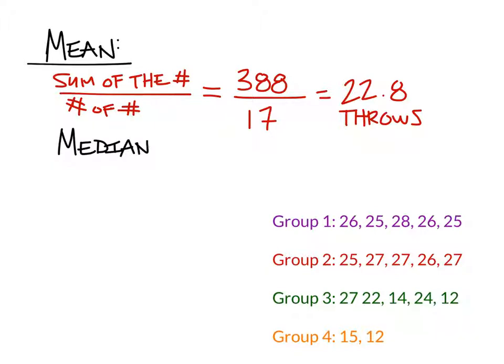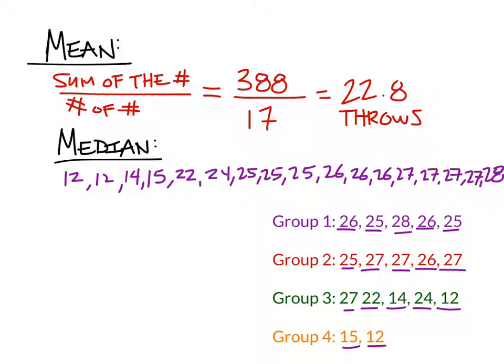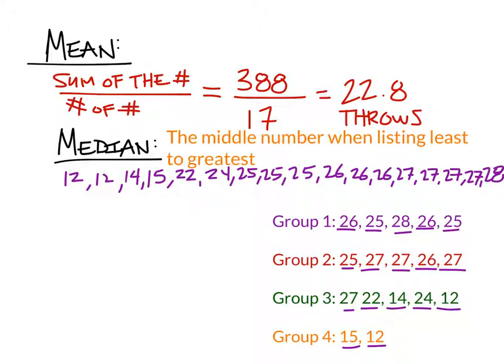To find the median, it's going to be better to list these in order first. So let's list these in order, and then we'll find what the actual median is. So here's a list of all 17 numbers. So what is the actual median? The median is the middle number after we've listed them from least to greatest. Of course, it wouldn't matter if it was the middle from greatest to least. It's still going to be the same number.